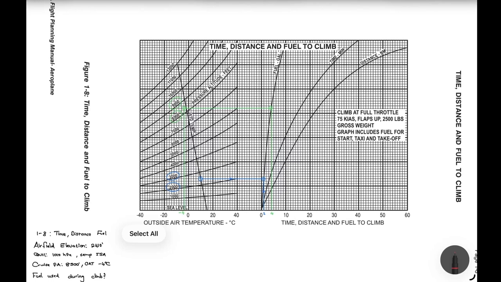Hello everybody and welcome back to Pilot IQ on another question on performance graphs. Today we're looking at figure 1-8, time, distance, and fuel to climb, in your PPL flight planning manual. Right, let's dive straight in.